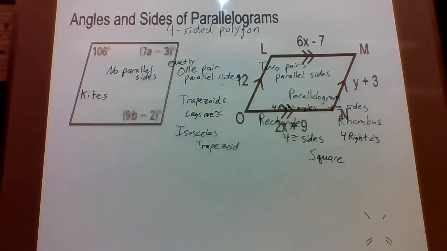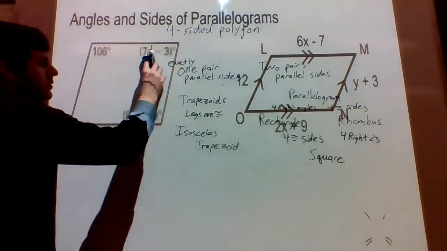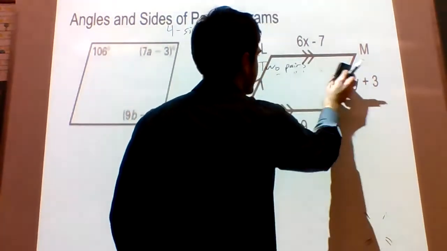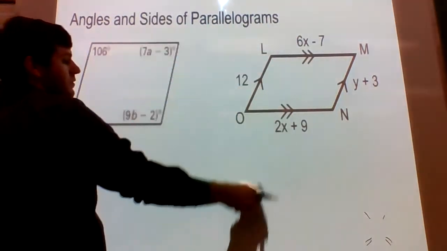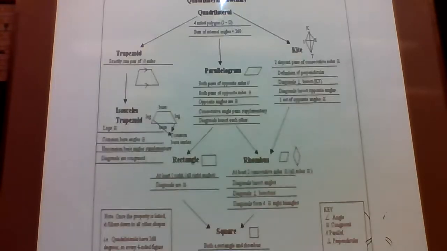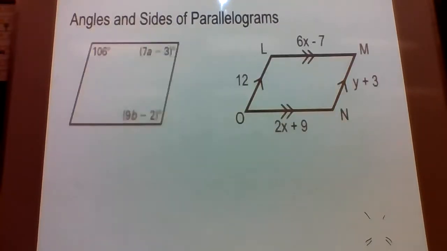Here we have angles and sides of parallelograms. We have lots of different properties for each one of these. I think we have them listed at the end here. So this has all the properties of all of them. We're just going to do 6 problems. There are a lot more possibilities, but we're just going to do 6.